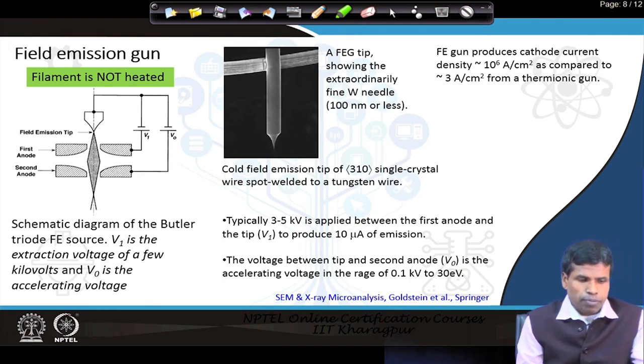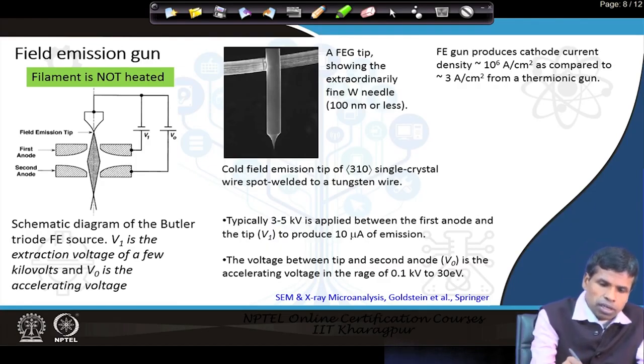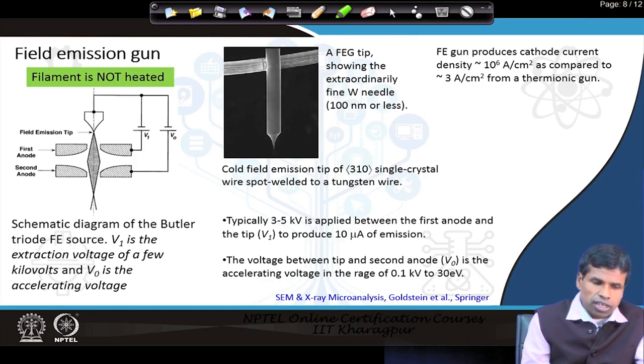It has certain advantages. As we have discussed, it has a very sharp tip, and therefore the electron beam produced by the field emission gun is much smaller. So little demagnification is required for the electrons produced from the field emission gun. In addition, it has a very small energy spread. The energy of the electrons coming out of the gun has a narrow distribution, which is good for a lower chromatic aberration, and it is also highly reliable and reproducible.